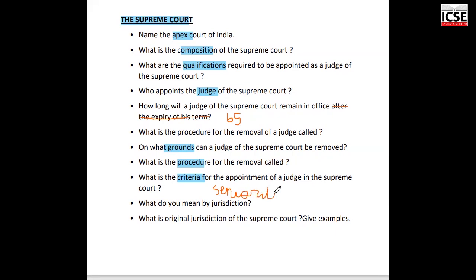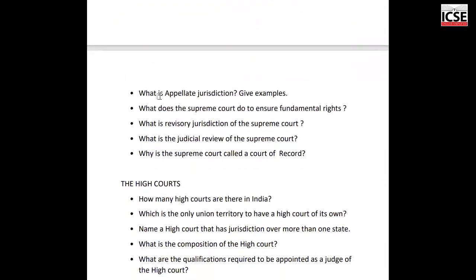Okay, criteria is seniority, but qualifications are when you are mentioning the judicial office and the duration. Okay. Next question is, what do you mean by jurisdiction? There's a definition of jurisdiction in your book. There are three types of jurisdiction that are enjoyed by the Supreme Court. You should know what is original jurisdiction, examples of original jurisdiction. You should know appellate jurisdiction, examples of appellate jurisdiction, very important.